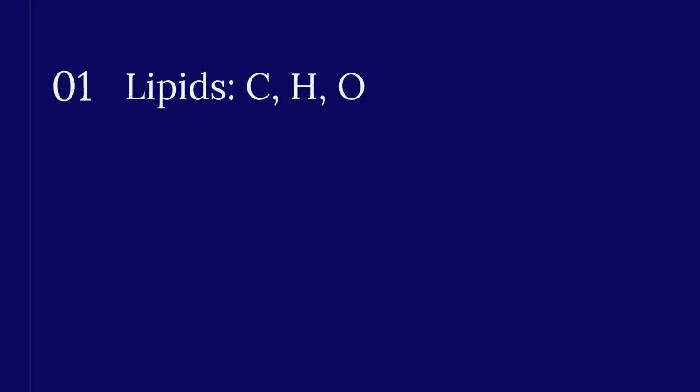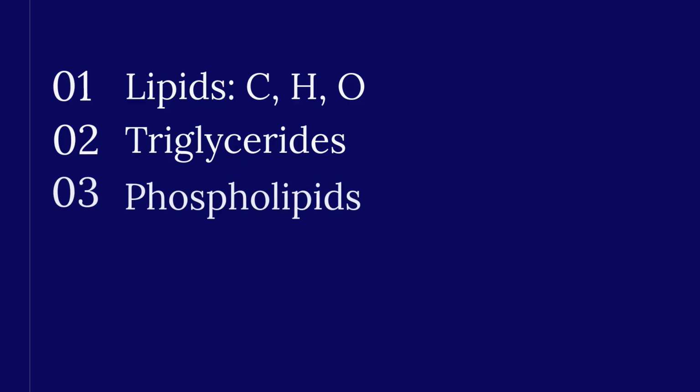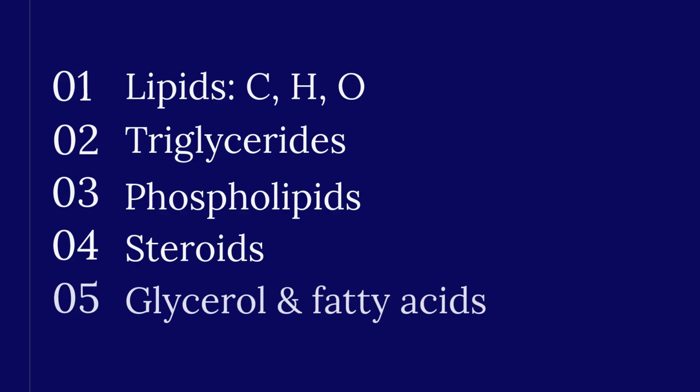Lipids are composed of carbon, hydrogen, and oxygen. They include triglycerides, phospholipids, and steroids. Triglycerides consist of glycerol and three fatty acids. Phospholipids have a glycerol backbone, two fatty acids, and a phosphate group. Steroids are made of four fused carbon rings.